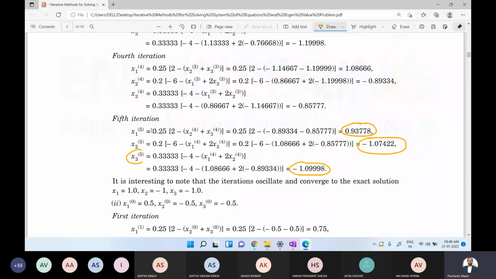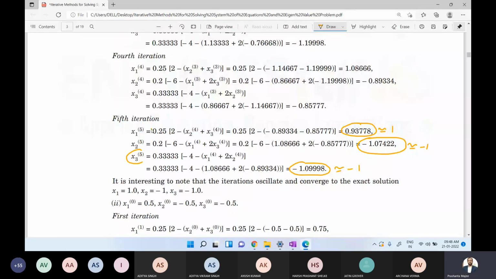What is the exact solution? The exact solution of the given system is 1, -1 and -1. So you see this is very close to 1, this is very close to -1, this is very close to -1. Now I know there is a difference. So if you want your answer to be more accurate, you have to perform more iterations. You keep on applying the iteration until you get the solution with the desired accuracy.